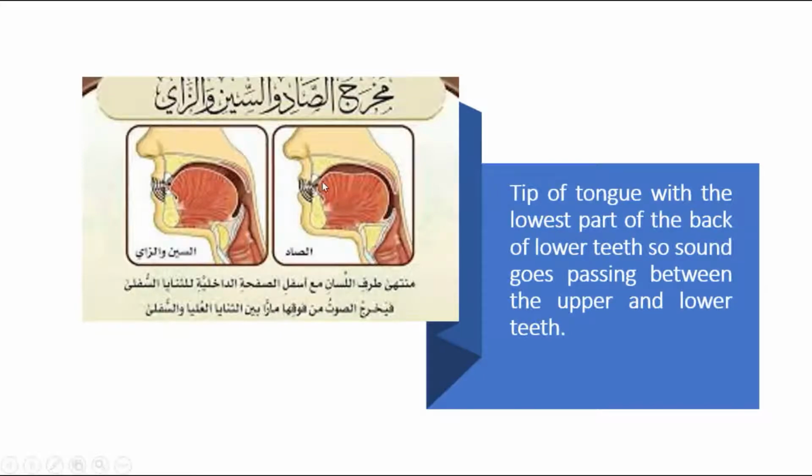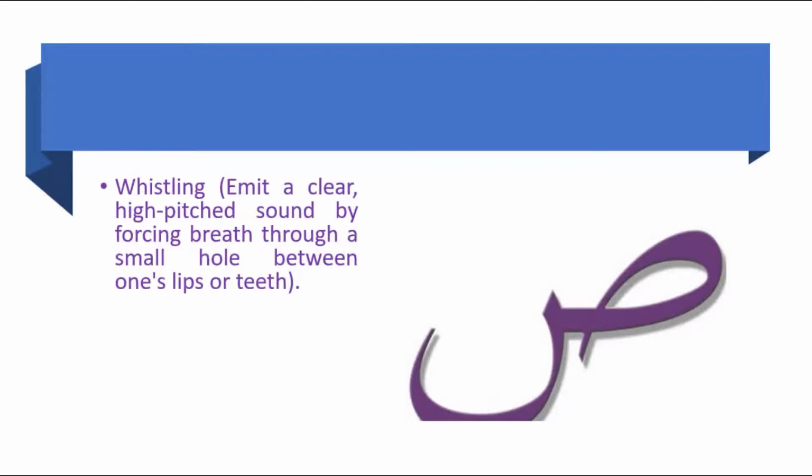Look here, the sad has the same articulation point, but look at the tongue here. The tongue here is elevated, sad. And this elevation we call isti'la, elevation of the tongue. And this is sad, s. You can say s with some whistling.